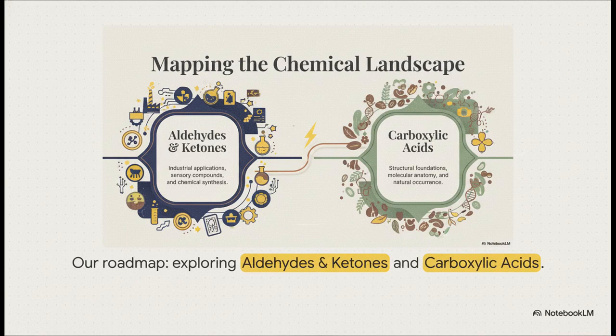So think of this as our roadmap for today. We're going to head down two main roads. On one side, you've got aldehydes and ketones. These are the absolute powerhouses of industry and chemical manufacturing. And on the other side, we have carboxylic acids, which are the fundamental building blocks of the natural world. Let's kick things off on the industrial side of town.